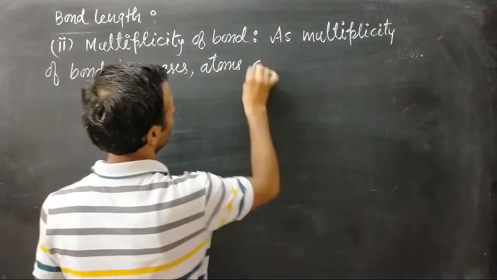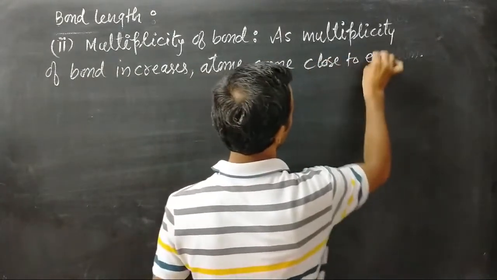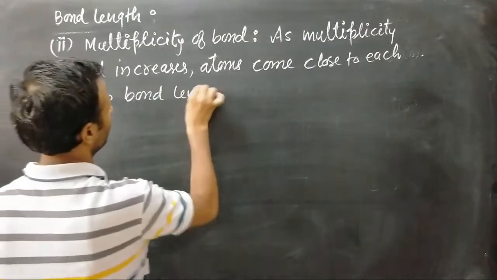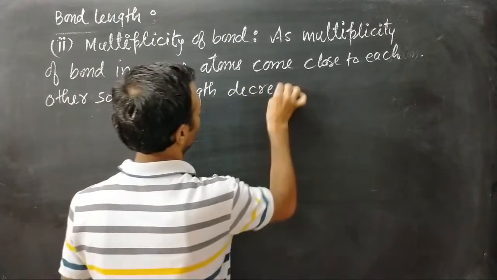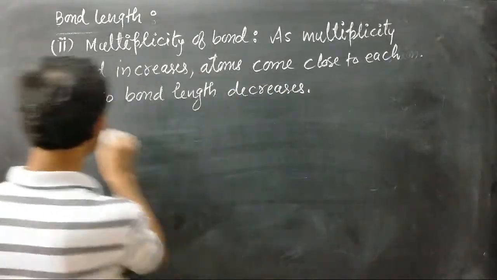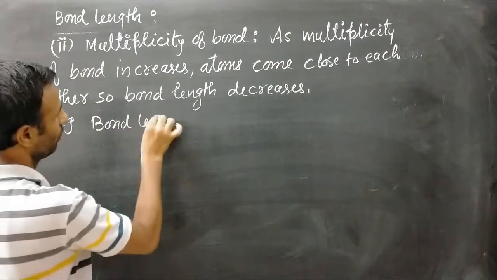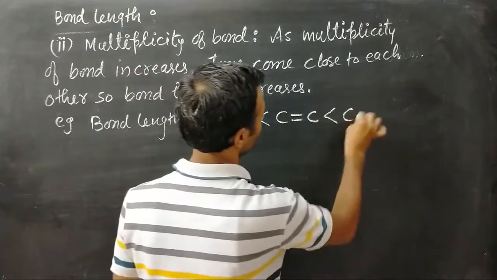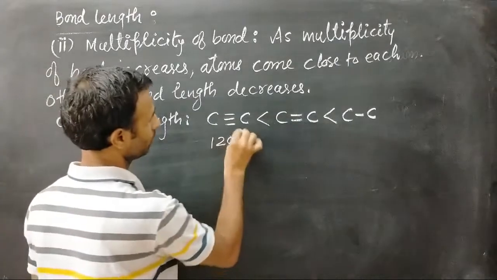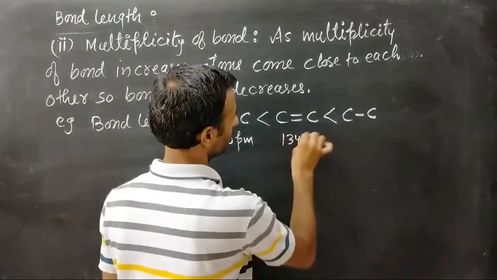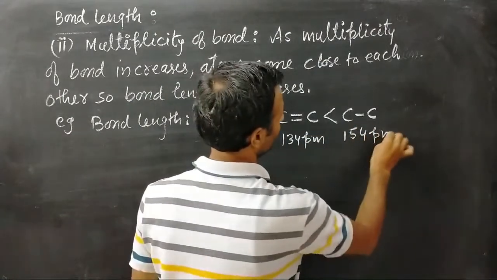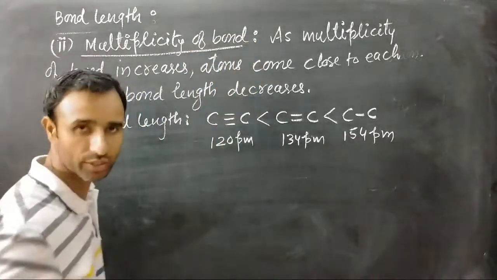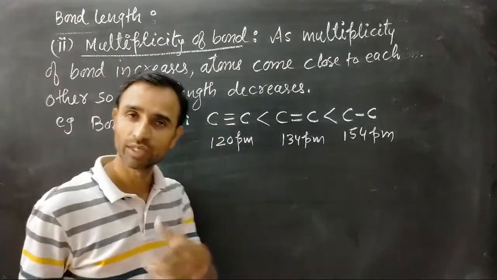atoms come close to each other, so bond length decreases. Okay, for example, bond length of a C–C triple bond is less than double bond, which is less than single bond. So for triple bond it is 120 picometer, for double bond it is 134 picometer, and for single bond it is 154 picometer. Okay, multiplicity of the bond is bond order. Simple. Bond order increases, bond length decreases.